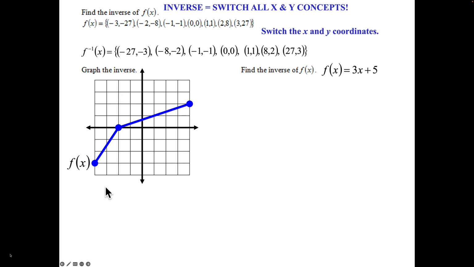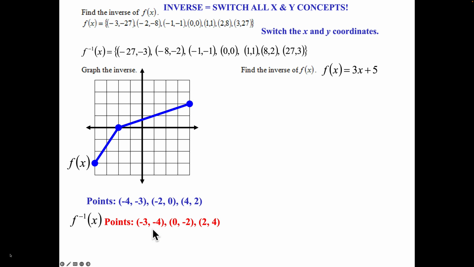We can do the same thing with a graph. Find your starting points, find any turning points, write them down. 1, 2, 3, 4 to the left, negative 4, negative 3, negative 2, 0, and 4, 2. Write them in order as you read it from left to right. Then just like we did with these points, switch them. Negative 4, negative 3 is now negative 3, negative 4. Negative 2, 0 becomes 0, negative 2. 4, 2 is now 2, 4.